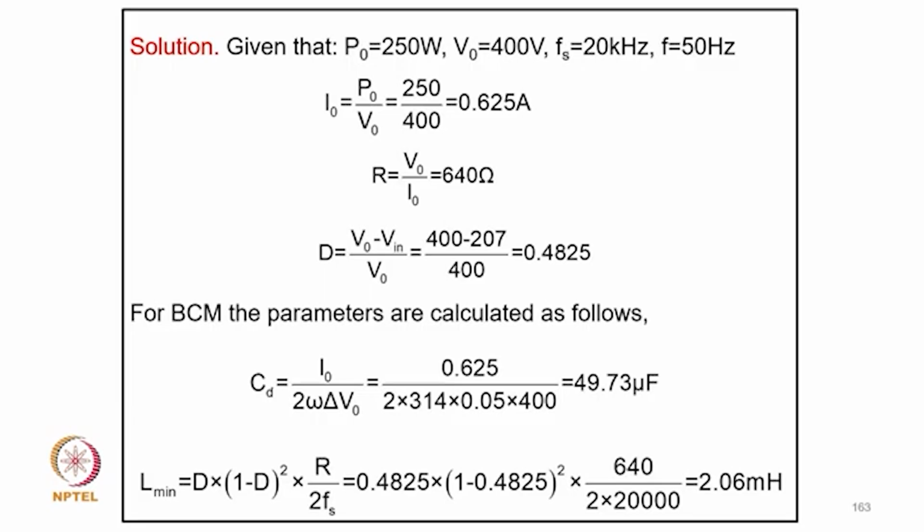For BCM, the parameter is calculated as C equals I0 upon 2 omega delta V. Putting in the values, it comes to 49.73 microfarad, and L minimum equals D into (1 minus D) square into R divided by 2Fs. Putting in the values, it comes to 0.206 millihenry.